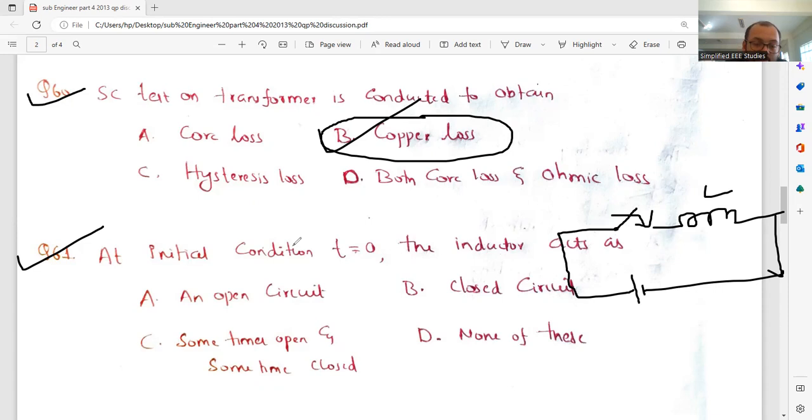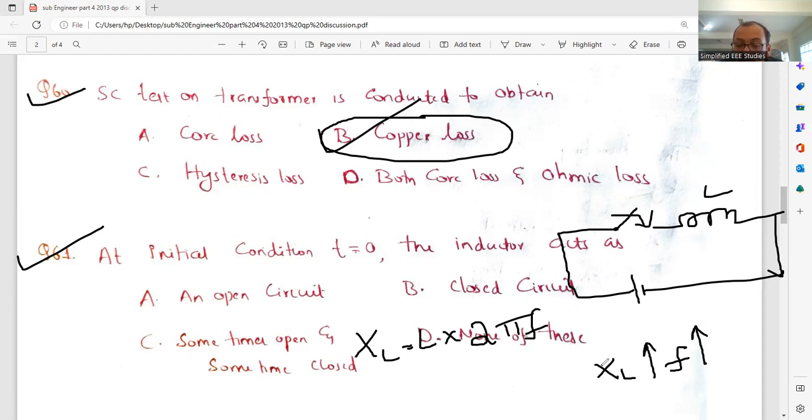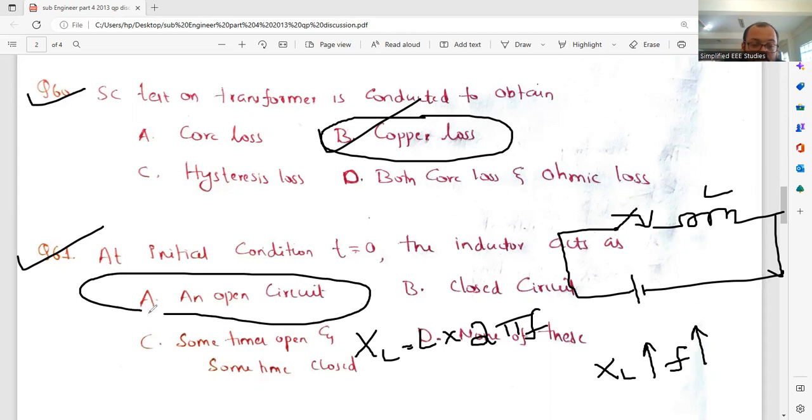So at the time of the initial condition, we can say that the inductive reactance becomes very high during the transient condition. You already know that inductive reactance is nothing but L into 2 pi f, where L is the value of inductance and f is the supply frequency. So XL is directly proportional to supply frequency. During the transient period, XL is very high, and the frequency is also very high. For such cases, at the beginning the inductor will act as an open circuit. That is the right answer. I think it's clear to everyone.